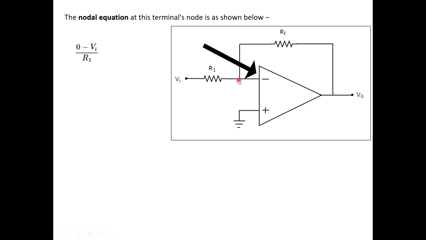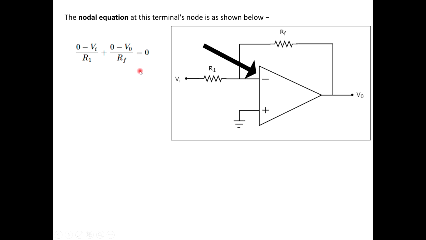So again 0 voltage over here. The other end of resistor Rf is connected to V0 volt. So 0 minus V0 divided by Rf will be the current in the feedback resistor. So that will be the second current. And again, these two currents are entering into the junction. Since no current is leaving, the sum of these two currents will be equal to 0. So this is the nodal equation.